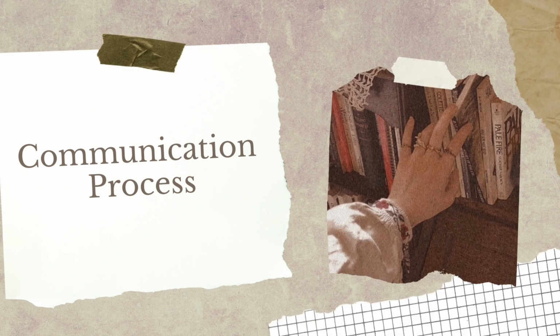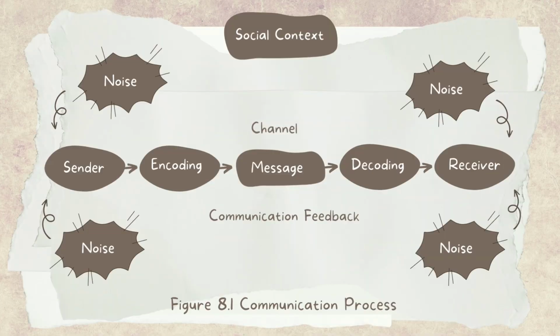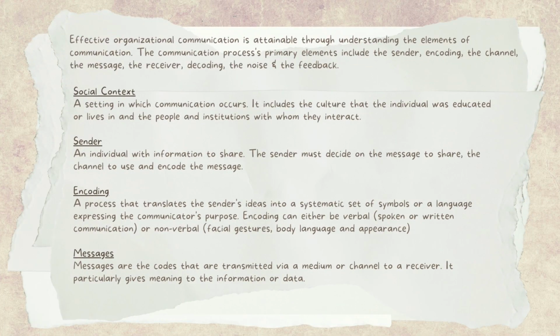Now I will talk about the process of communication. As you can see from the chart, it starts from the sender and ends with a receiver. This chart shows how effective organizational communication works. Effective organizational communication is attainable through understanding the elements of communication. The first primary element of the communication process is social context, a setting in which communication occurs. It includes the culture that the individual was educated or lives in and the people and institutions with whom they interact.